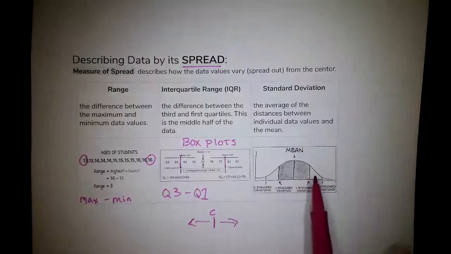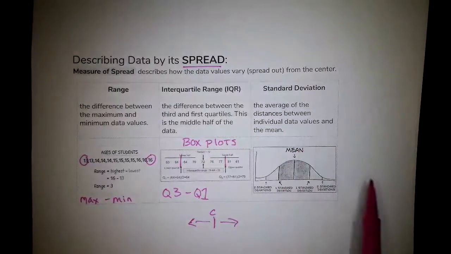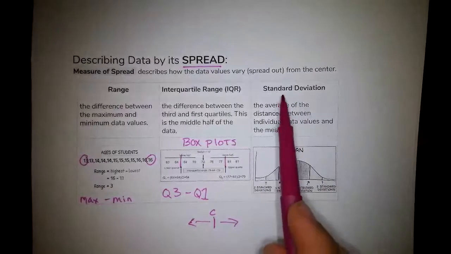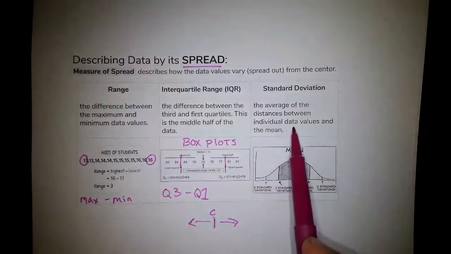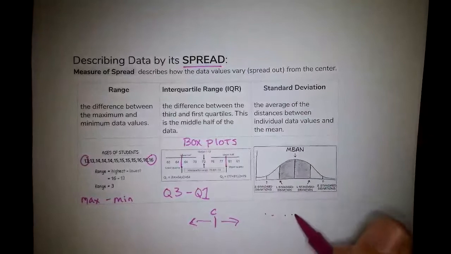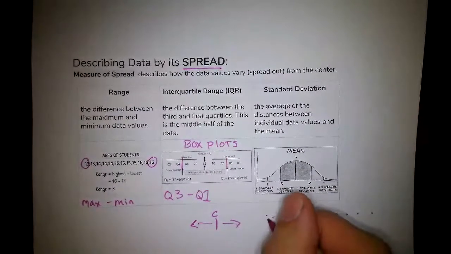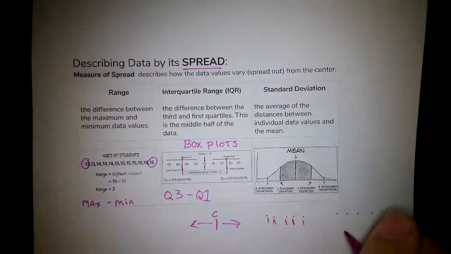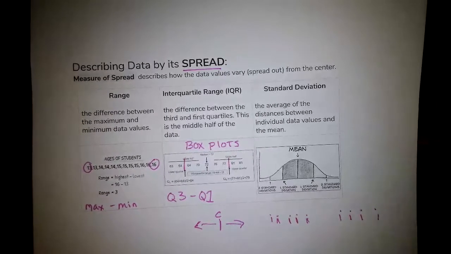Standard deviation is something that is being introduced to you guys, but we're not going to focus too much on it. It gets really complicated, not going to lie. So standard deviation is the average of the distances between individual data. It's basically saying, here's all of this data, what is the average in between here and here, and here and here, and here and here? It's super complicated. There's a lot of numbers.